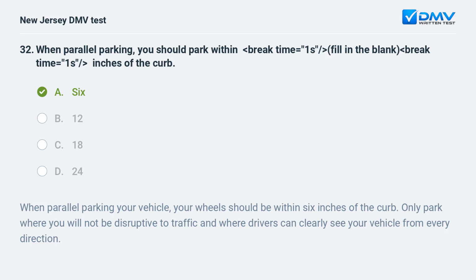When parallel parking your vehicle, your wheels should be within 6 inches of the curb. Only park where you will not be disruptive to traffic and where drivers can clearly see your vehicle from every direction.